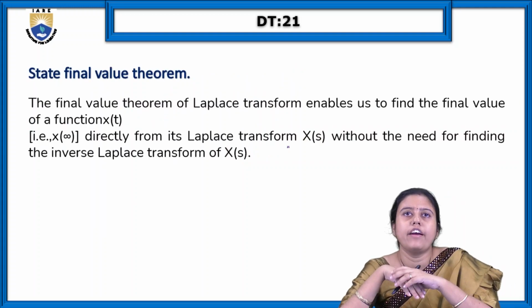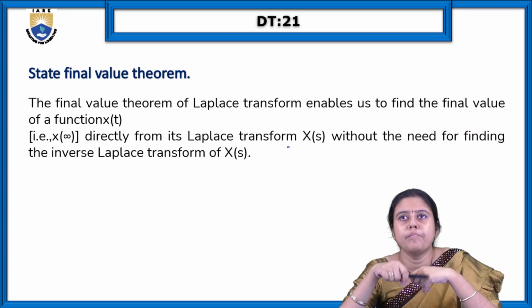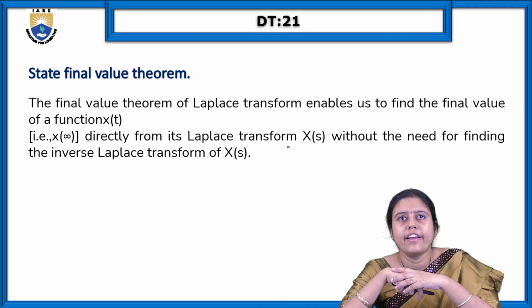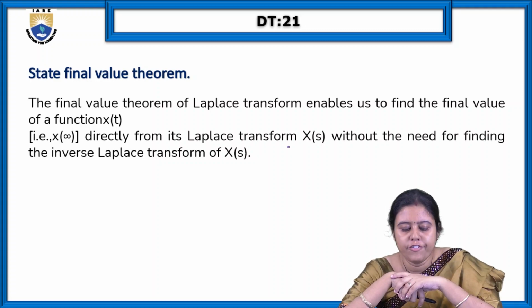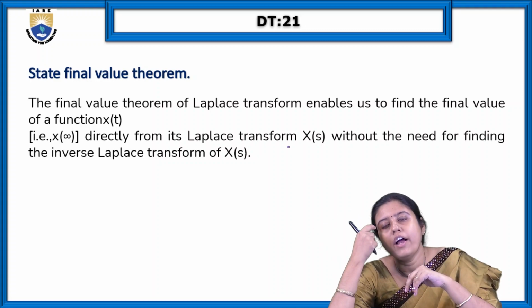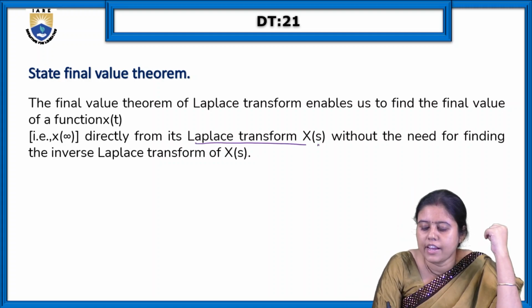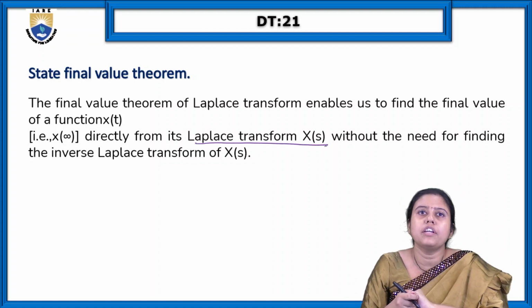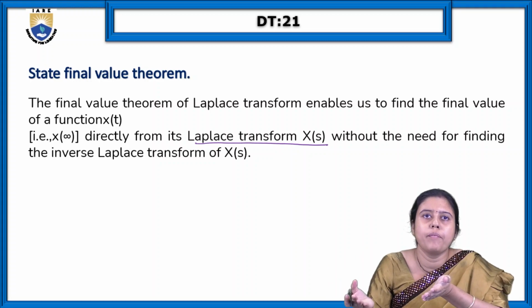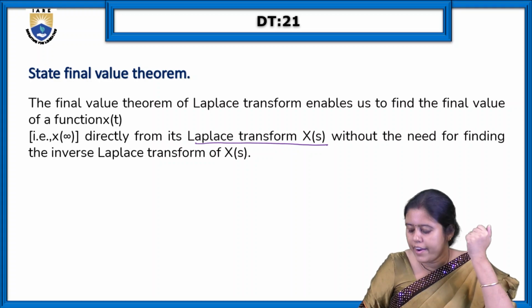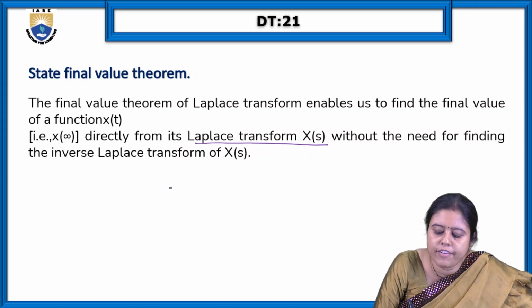State the final value theorem. The final value theorem of the Laplace transform enables us to find the final value of a function x(t) at t tends to infinity. When t tends to infinity, what will be the function value? Directly from its Laplace transform X(s), with no need of changing the Laplace domain into the time domain. We are directly using the final value theorem. What is the formula of the final value?